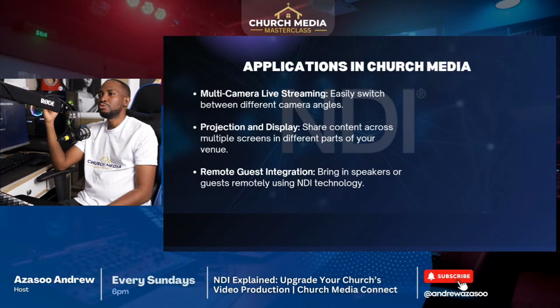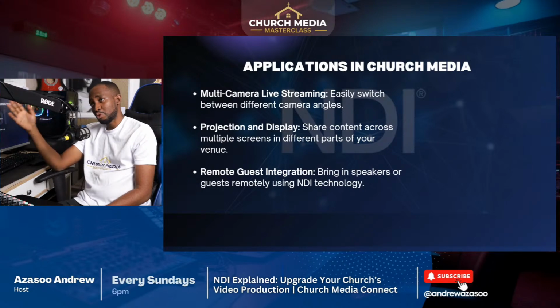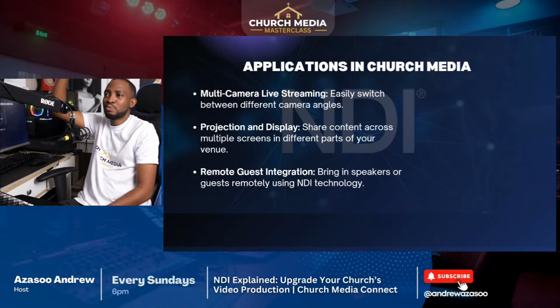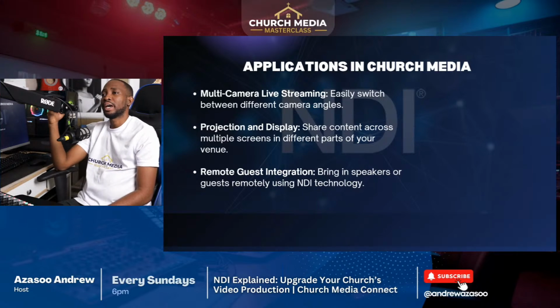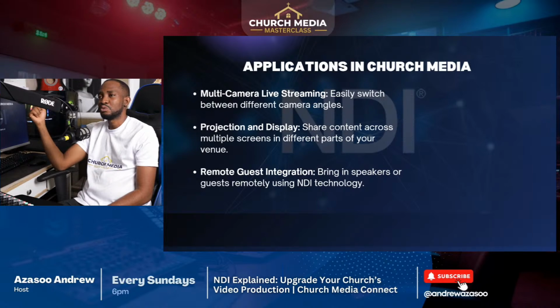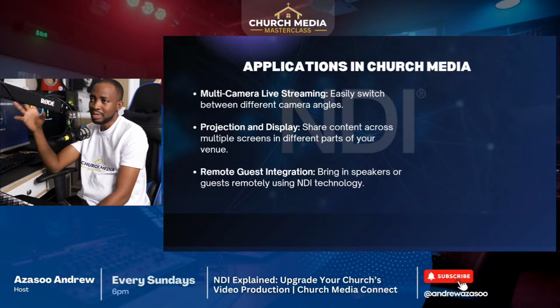Then for your projection and display in your church, you can connect and share the screen in different parts of your venue. So if I put the same devices on the same network, and the whole place is on the same network, I can go to another room. Once I connect to that network, I should be able to have access to whatever video we are sharing. So for example, we have about 4 auditoriums in our church, and we have the main auditorium that has cameras, and then I think the downstairs has cameras.